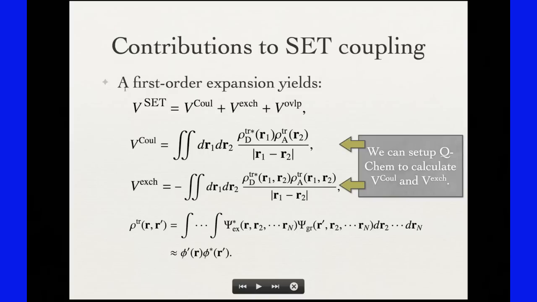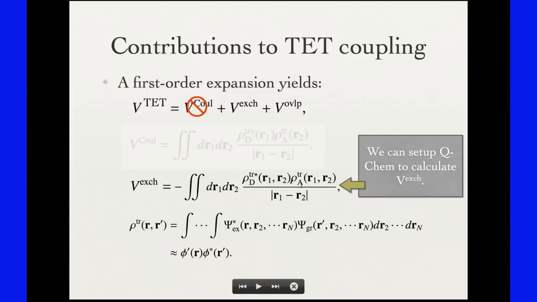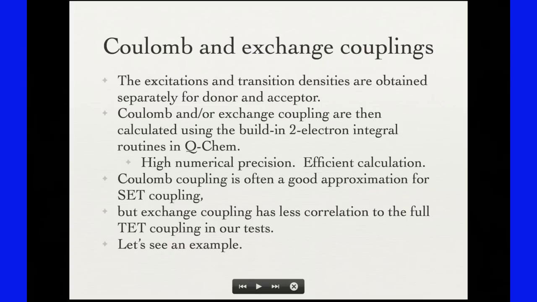And in Q-Chem, you can do this. The theory behind it is that if you do a first order expansion, the singlet energy transfer coupling can be dissected. The Coulomb term is basically a collection of two-electron integrals. The exchange term is, again, a set of two-electron integrals, but now with electron exchange considered. We can set up Q-Chem to calculate both of the terms: Coulomb for singlet, exchange for both singlet and triplet. Here I'm talking about transition density, so it's a ground state and excited state product projected to a one-particle density matrix. For triplet, you don't have the Coulomb term, but you can calculate the exchange.